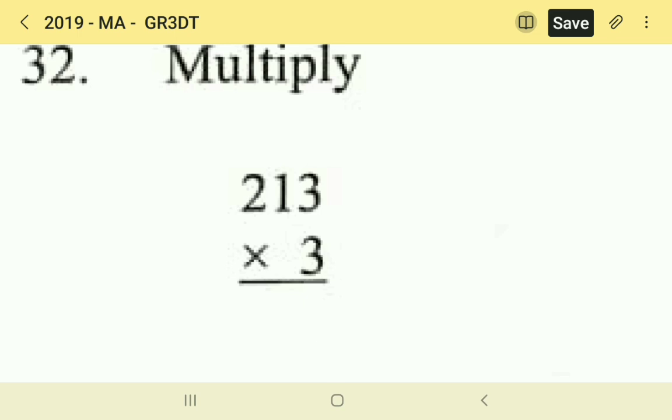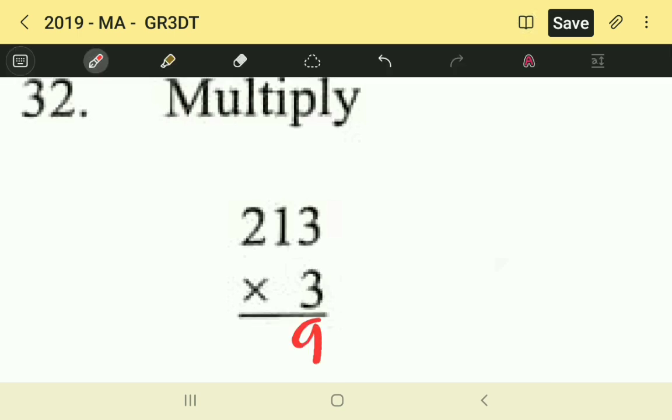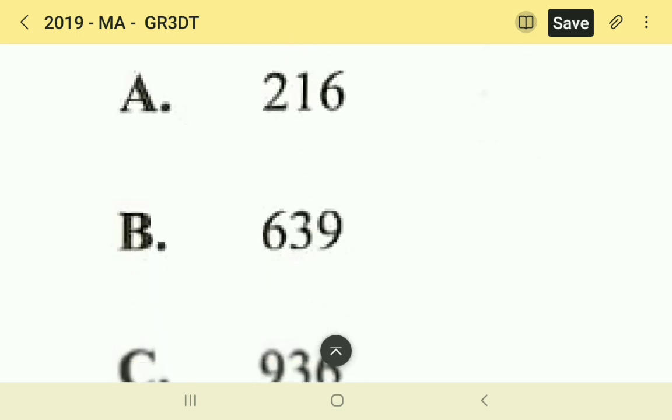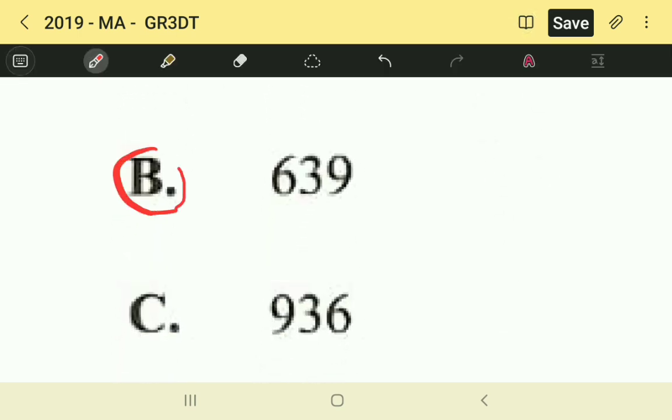Alright. 3 threes give you a 9. Let's see if we have any answer ending in 9. Oh, that's at B. We don't need to continue any further.